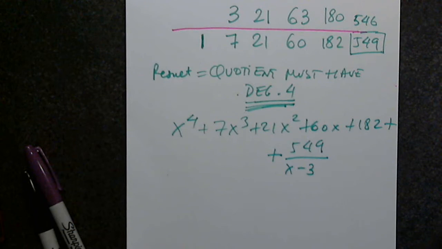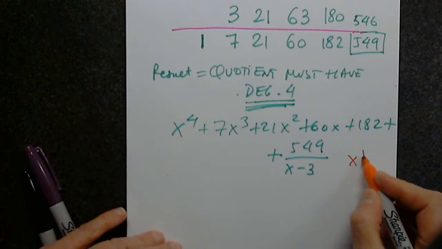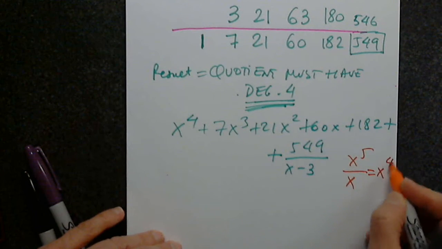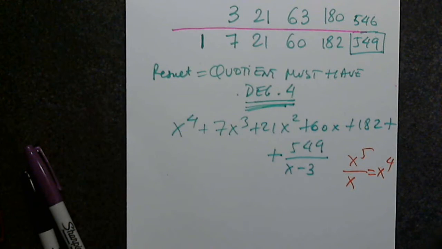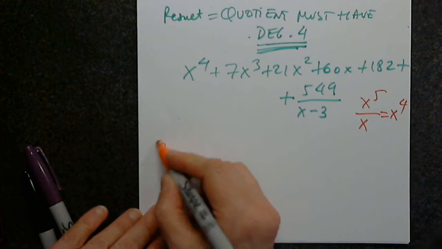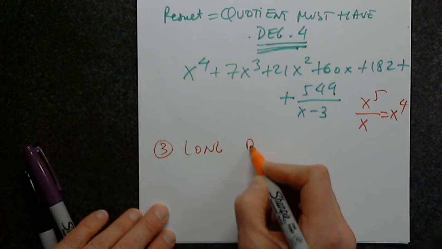Can you explain one more time why it has to be at the 4th degree? So when I divide degree 5 by degree 1, I get x to the 4th. Copy the base, subtract the exponents. From 5, I subtract 1 to get degree 4. Is that clear? Yes? Perfect.